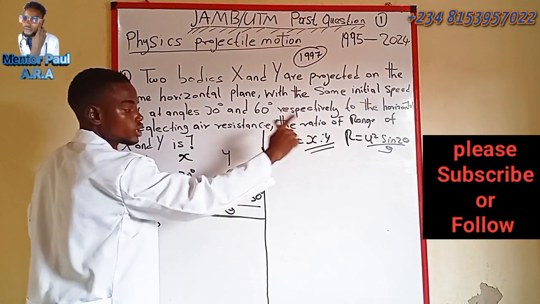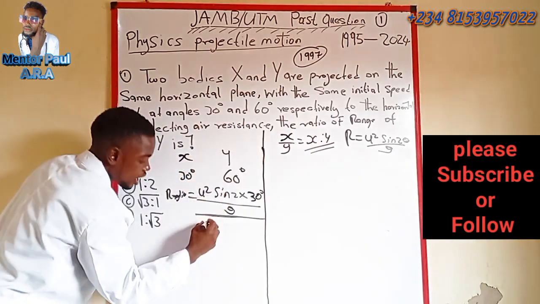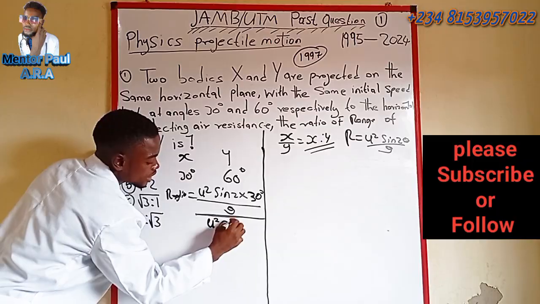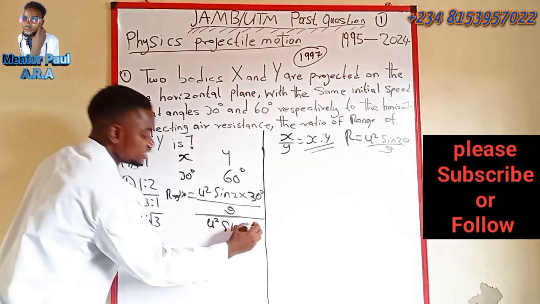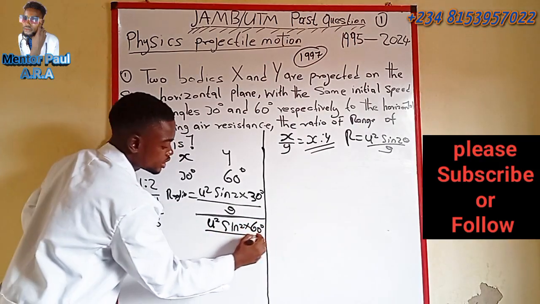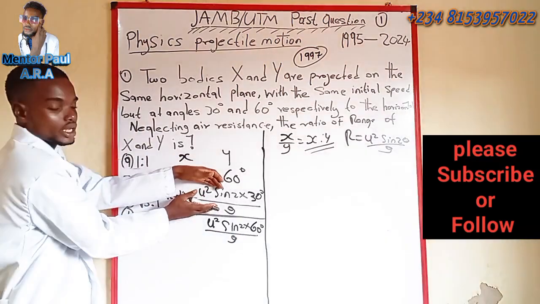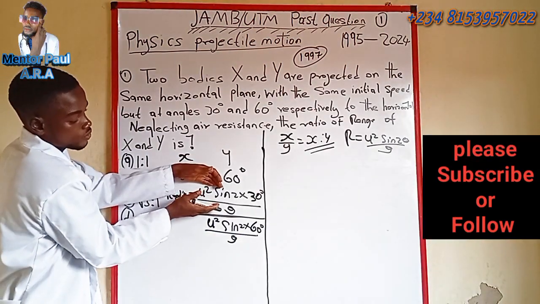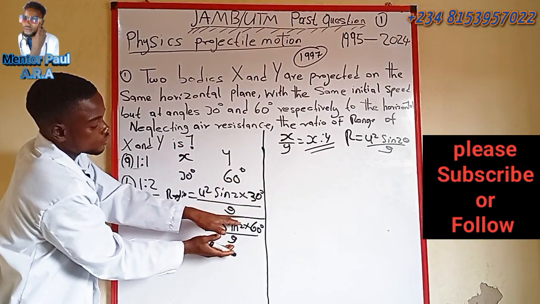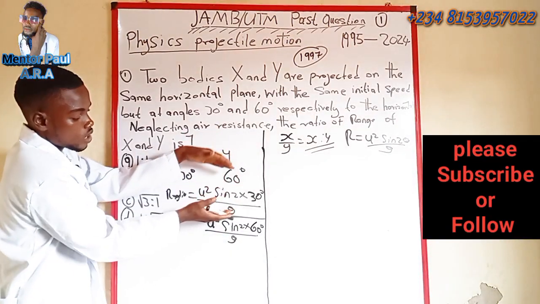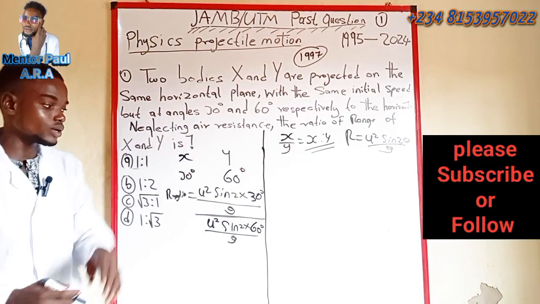For the range of Y, we use the same formula: U square sine 2 multiplied by the angle of projection of Y, which is 60 degrees, divided by G. If you look closely, this numerator is the formula for the range, and this range belongs to X. This denominator is also the formula for range, but it is the range of Y. So when we divide by this other range, we get their ratio, which is the answer we're looking for.